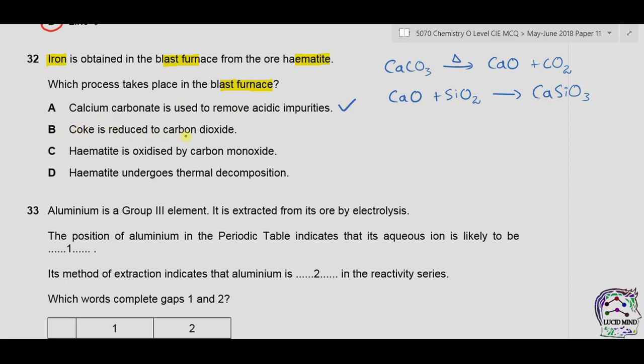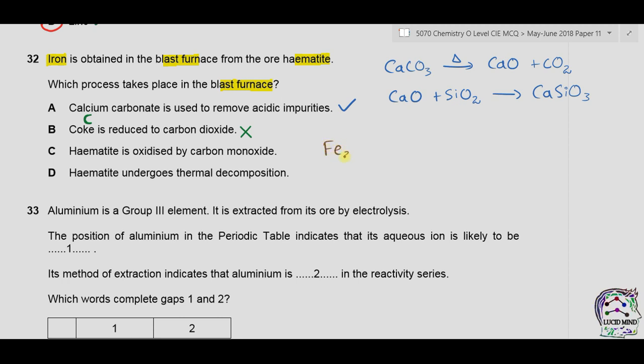B, coke is reduced to carbon dioxide. Now coke is pure carbon, and carbon cannot be reduced to carbon dioxide. It is oxidized to carbon dioxide. Part C, hematite is oxidized by carbon monoxide. Now carbon monoxide is a reducing agent. It reduces hematite to iron. The reaction can be written like this.